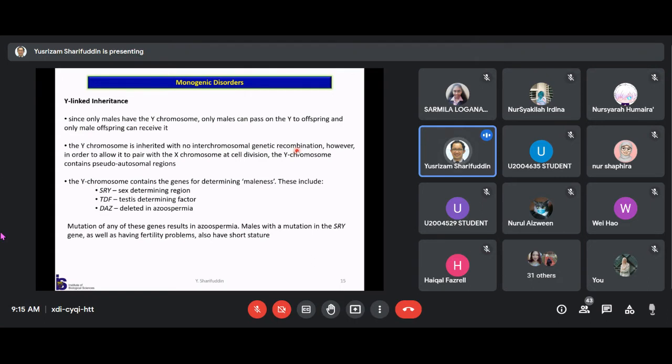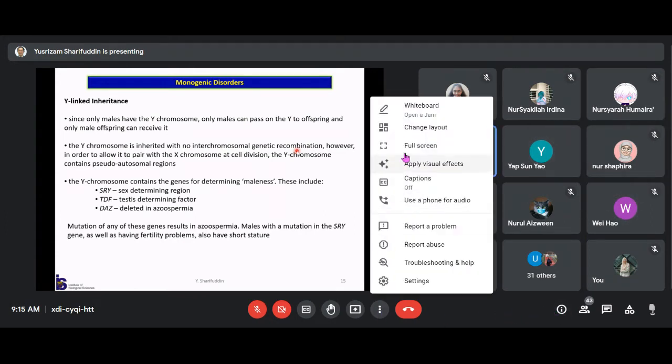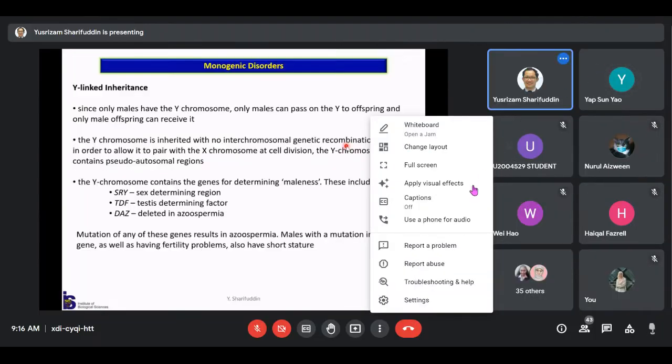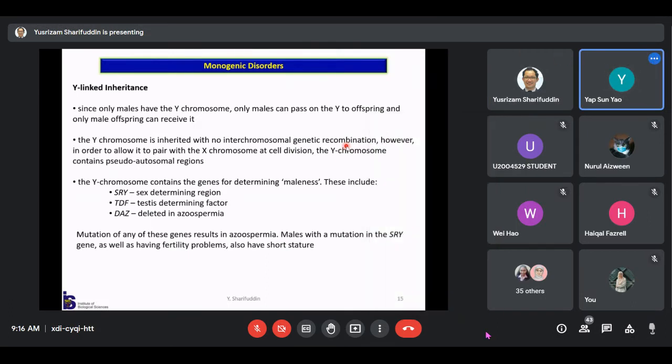Come on, it's not a difficult question. Because no crossing over occurs between X and Y. Okay, one by one. Who wants to say first? Yeah, same answer. No crossing over between X and Y chromosome. No crossing over between X and Y. Why is that the case? They are different. One is long and one is short.